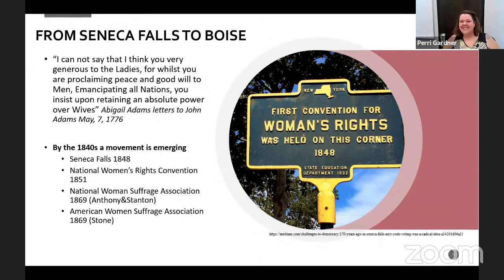I have a couple of readings that I'd like to share with you now, because I think it's really important to hear source documentation. So now I would like to share with you first a reading of a letter from Abigail Adams to John Adams in the spring of 1776.